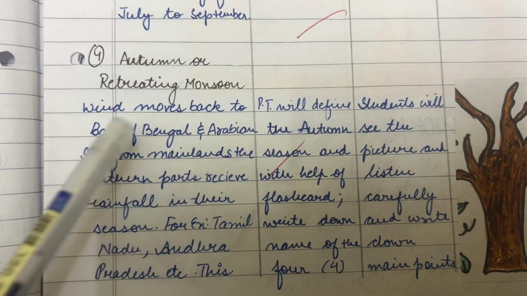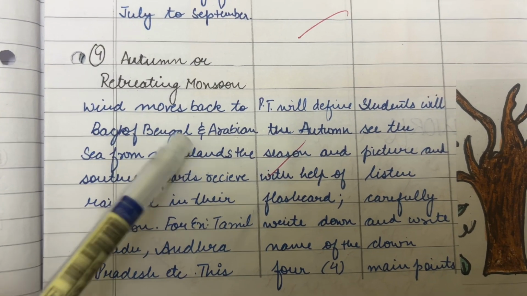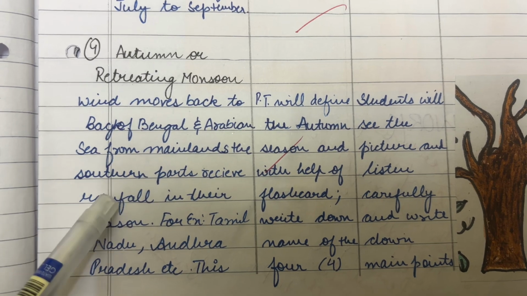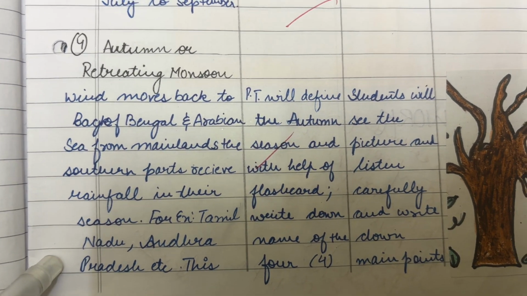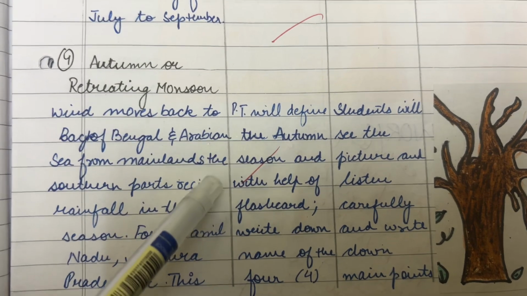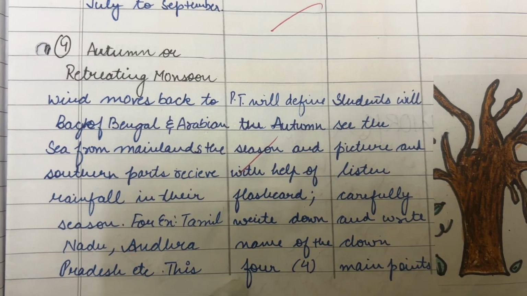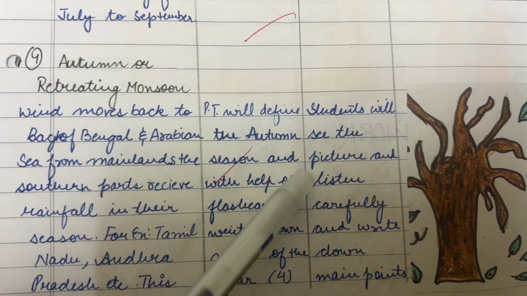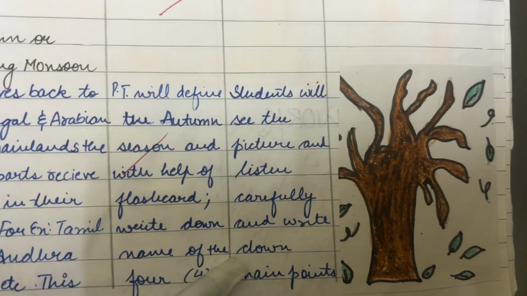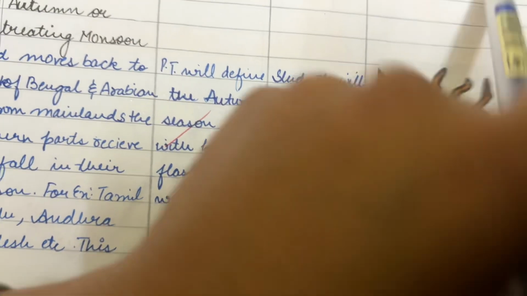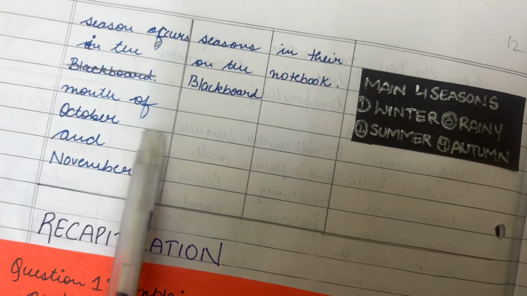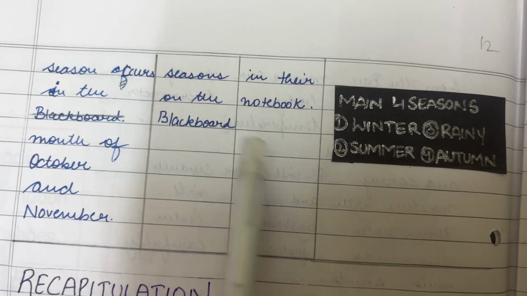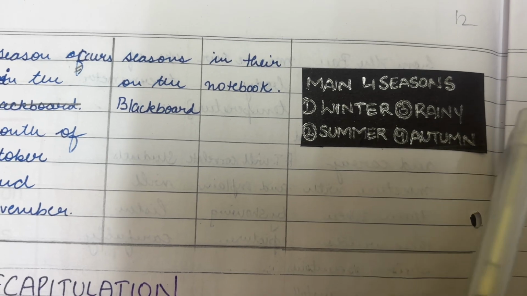Wind moves back to the Bay of Bengal and Arabian Sea from the mainlands. The southern parts receive rainfall in this season, for example, Tamil Nadu, Andhra Pradesh, etc. PT will define the autumn season and with the help of a flashcard write down the name of the season. Students will see the picture, listen carefully and write down main points. PT will show the flashcard. The season occurs in the months of October and November. Write the seasons on the blackboard and in the notebook, and this is the blackboard work.